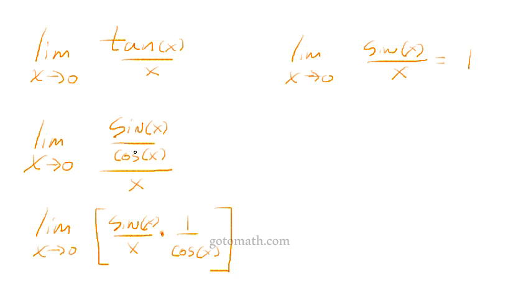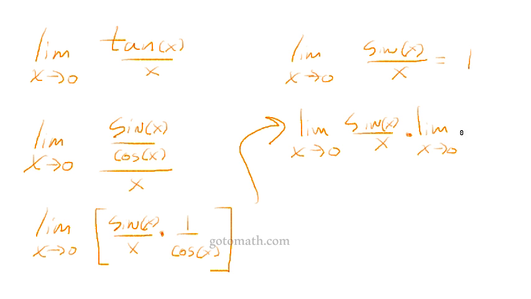The reason I'm doing this, instead of just dropping this cosine x directly down into the bottom, is I'm going to separate this with the multiplication sign and say, okay, look, these are the properties of the limits. The property of the limit states that we could actually break this up as the limit as x approaches 0 of sine x over x times the limit as x approaches 0 of 1 over cosine x.